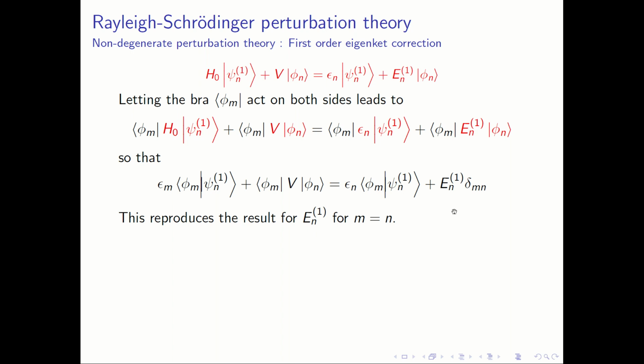For m not equal to n, what happens is this term goes away, right, because delta mn now is 0. So this tells me how to find out the overlap of |ψn1⟩, our first order eigenket correction, with the φm. And how much is that? You just move this to the other side and divide, and you end up with this result: ⟨φm|V|φn⟩ divided by epsilon n minus epsilon m. Notice that our energy eigenvalue epsilon n is non-degenerate, so it does not match any of the other energy eigenvalues. So this division by epsilon n minus epsilon m is fine. You are dividing by a non-zero number here. So this gives me the overlap of |ψn1⟩ with φm.